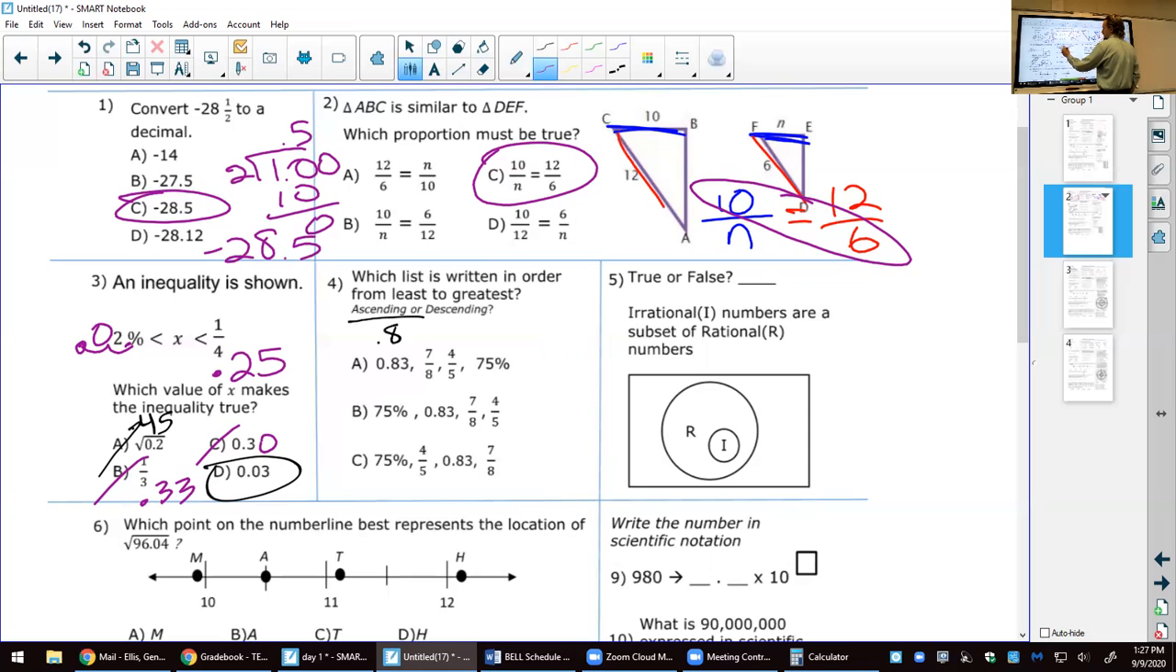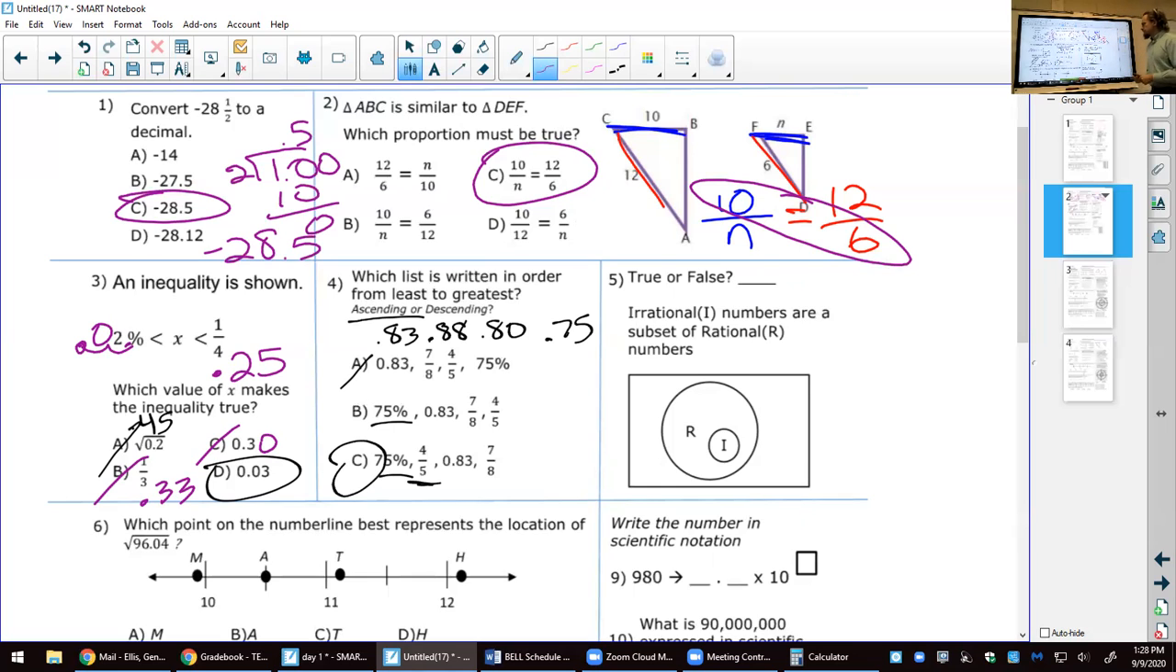So I know I've got 0.83. 7/8 is 0.88 if we round it to 2 decimal places. 4/5 is 0.80. And 75%, remember we said we go 2 to the left, is 0.75. So the smallest of those 4 numbers is 0.75. So our list should start with 75%. So that eliminates A. The next biggest is 0.80, which was 4/5, which is answer choice C. So that looks good. The next one up, 0.83, and then 7/8.